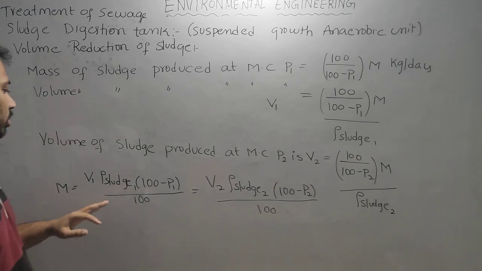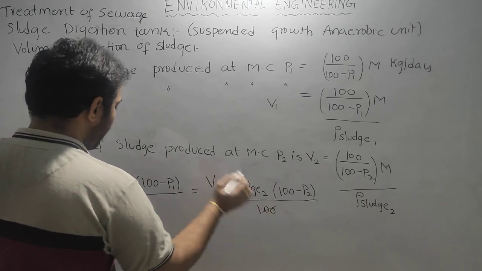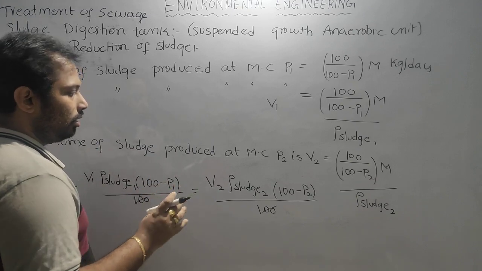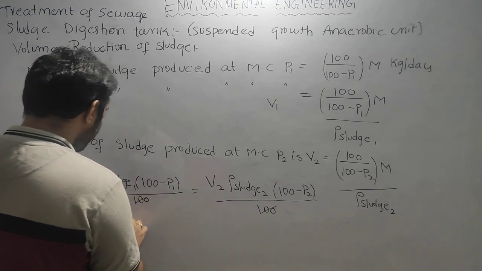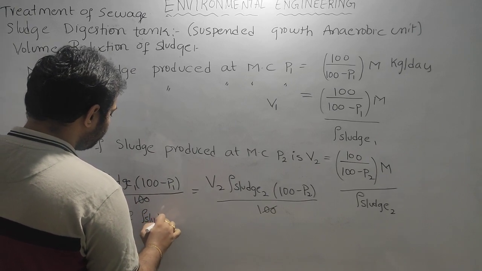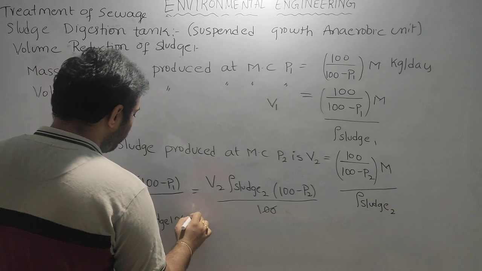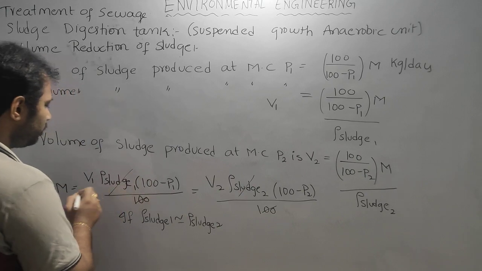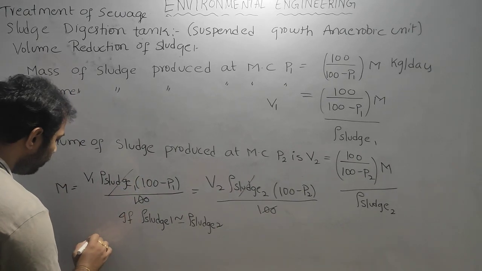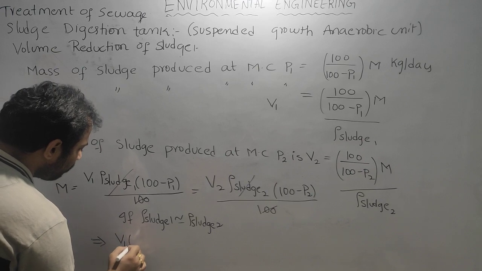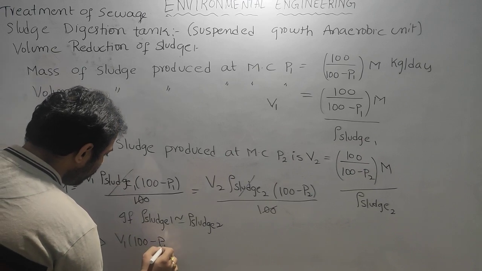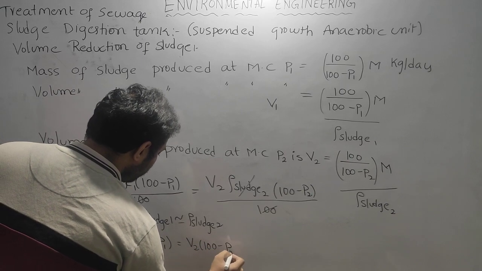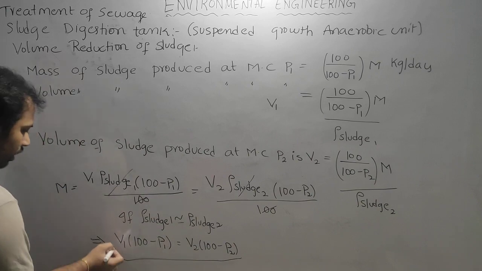Now here the 100 we can cancel. If we assume that rho of sludge 1 is nearly equal to rho of sludge 2, then we can cancel them also. So we will get the relationship V1 into (100 minus P1) is equal to V2 into (100 minus P2). This relationship is very, very important in sludge digestion.